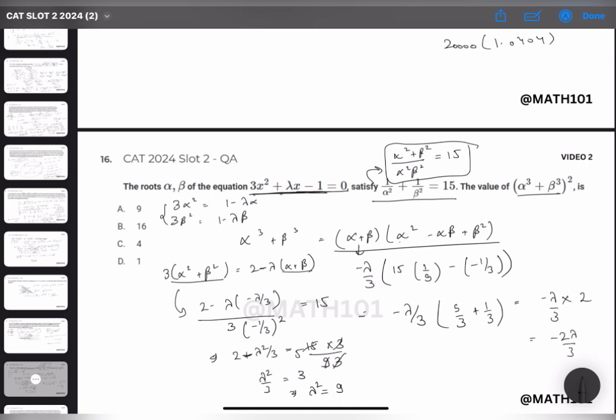And we are required to find its square. So its square is 4 lambda square by 9. Lambda square is equal to 9, so this answer is 4. So the answer of 16 is C.